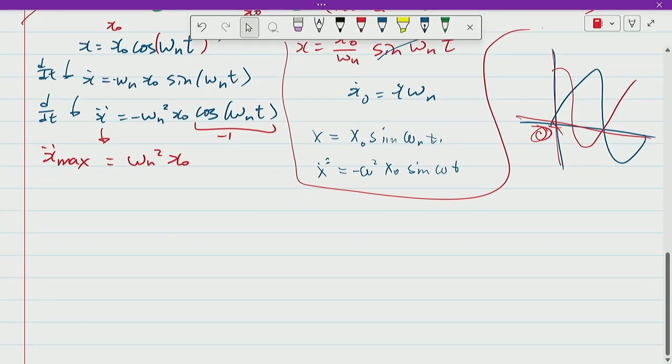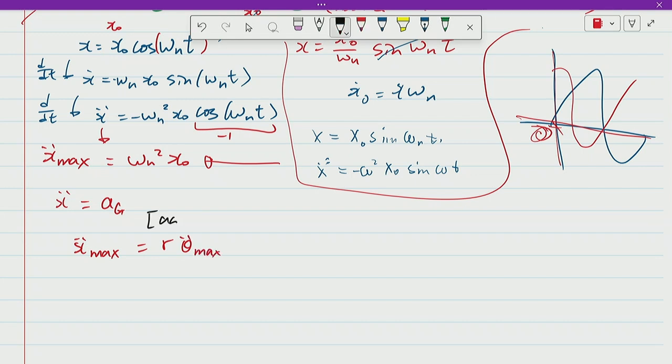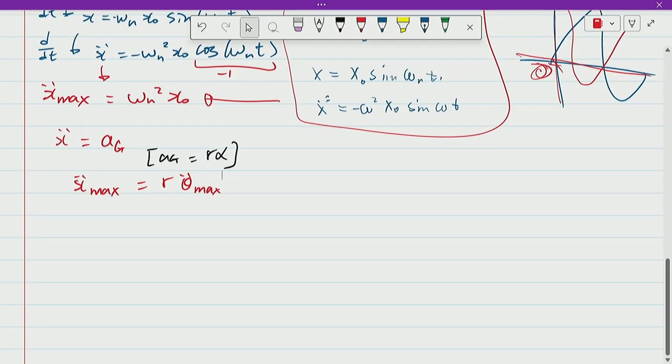Questions so far? I'll say just focus on omega x max dot dot equals omega n squared x naught. And since we know x dot dot is equal to our acceleration at the gravitational center, our x dot dot max becomes r theta dot dot max. Again, Ag is equal to r alpha. That's going to give us theta dot dot max is equal to omega n squared x naught divided by r.